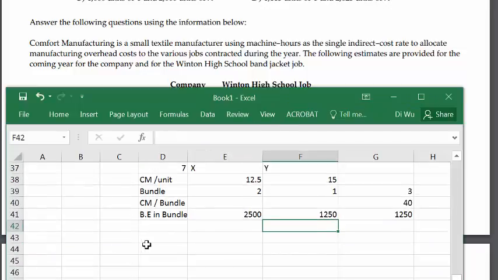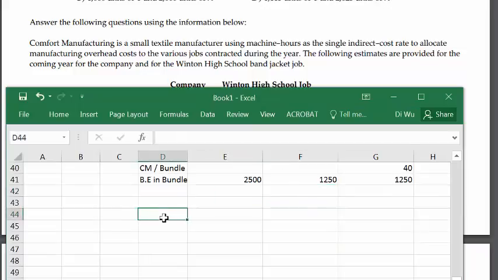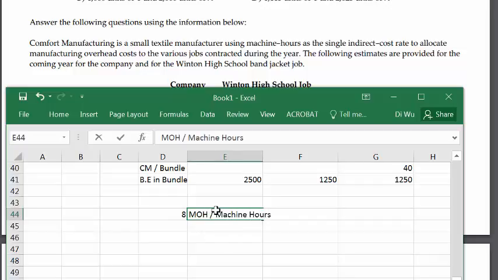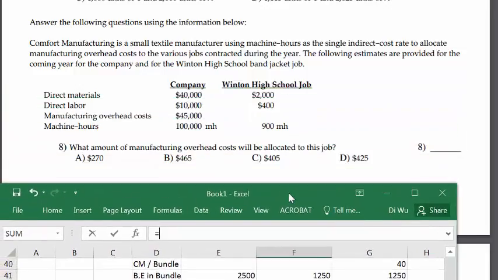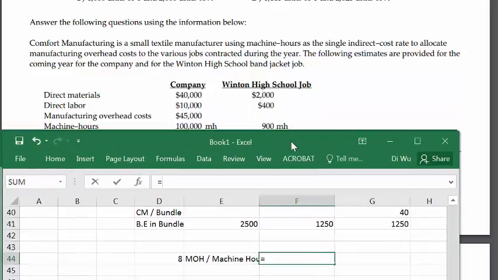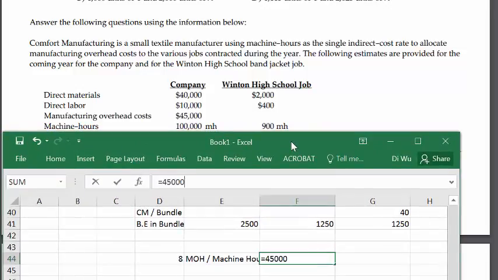So let's do the following. We started with question 8. First we need to find the manufacturing overhead per machine hour. We look at the total cost, which is 45,000, then divided by 100,000 machine hours. So we get 45 cents per machine hour.